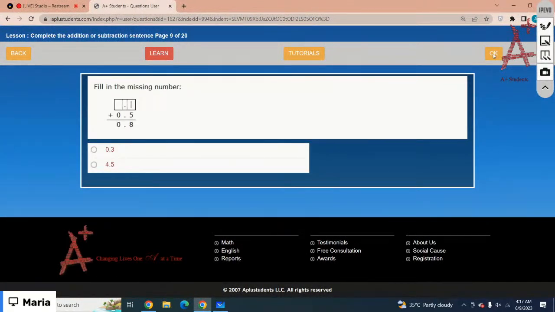Okay, find the missing number. So which is the correct option? The correct option is 0.3. Got it? 0.3 plus 0.5 makes 0.8. So it would be 0.3.